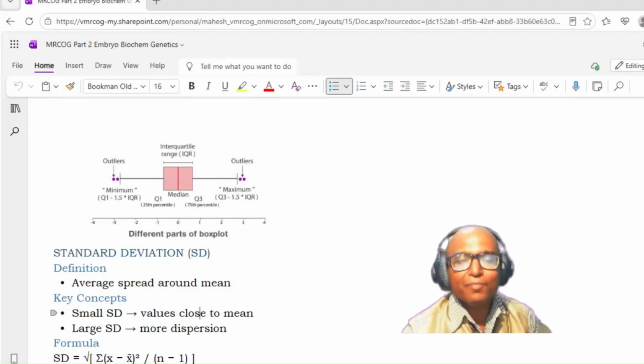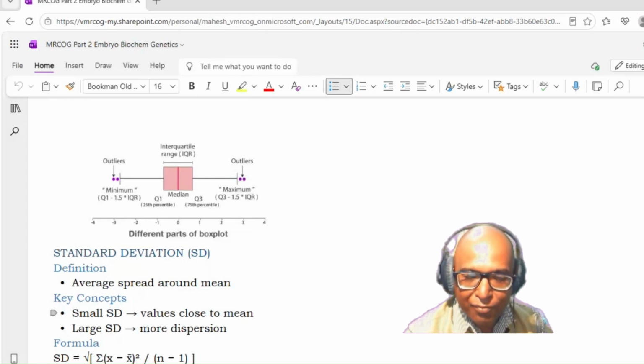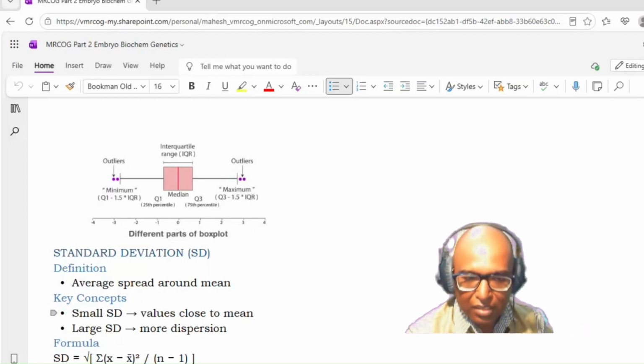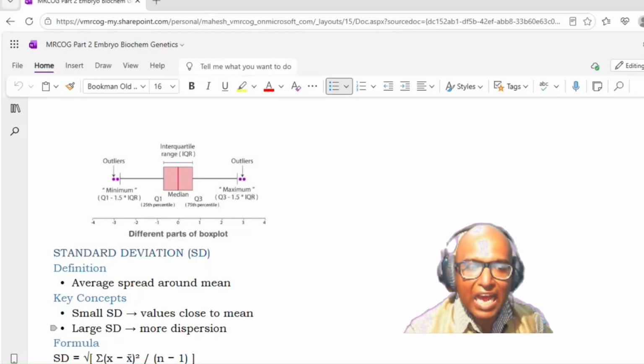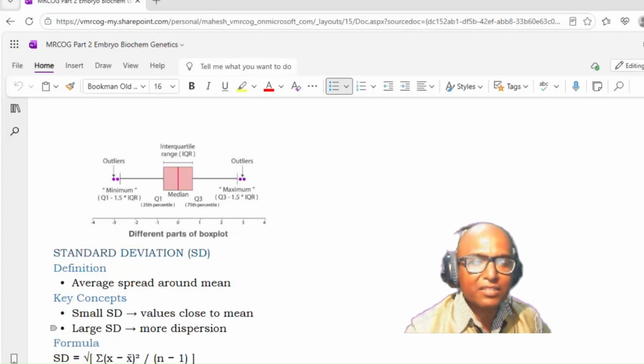But if you have the same mean of 50, but some values are at 40, some at 30, 20, 2, 4, that means though the mean has come to 50, individual observations are away from the mean. In that case, you will get a large standard deviation. That means there is more dispersion. In this particular sample, the observations are away from each other, though the mean has come to 50.